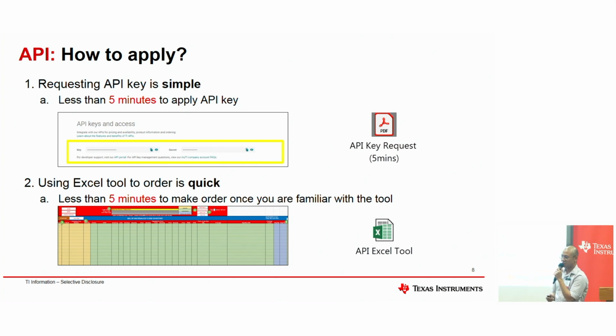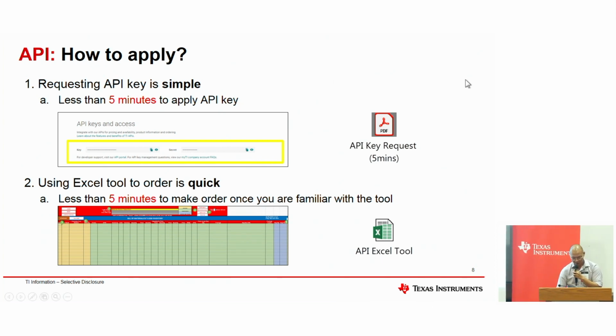API actually stands for Application Programming Interface. I know that many of you, when it comes to the word programming, feel that it's very alien. But don't worry, TI has implemented a low-tech way to help you get familiar with APIs first. There are only two things that you need to do. The first thing is to request an API key. Requesting an API key takes less than 5 minutes, and I think maybe I'll do a quick demo to show you.